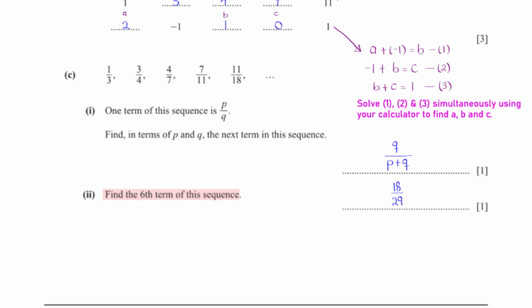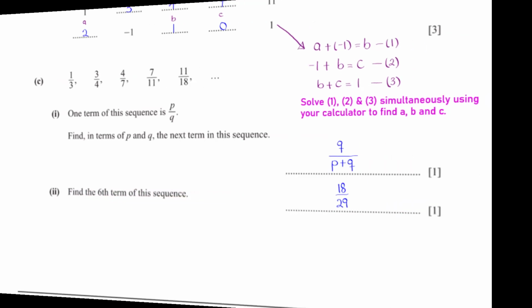Find the sixth term of this sequence. From the list, we have the fifth term as 11 over 18, and so the sixth term will be 18 over the sum of 11 and 18, which is 29.